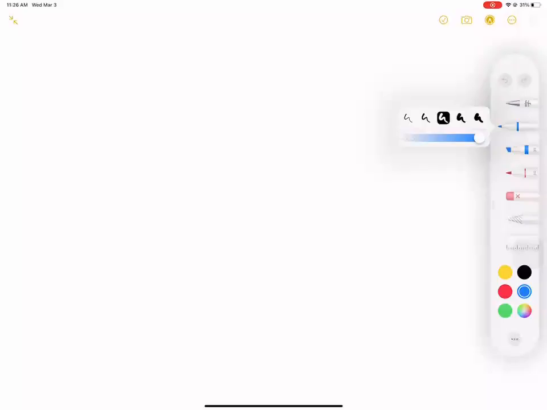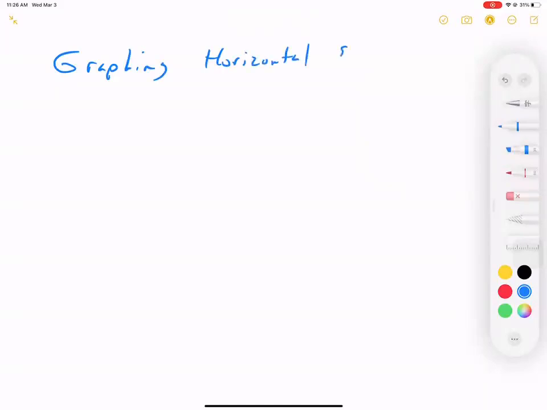So today the idea we're going to work on is graphing horizontal and vertical asymptotes. And this is like we're creating a framework.